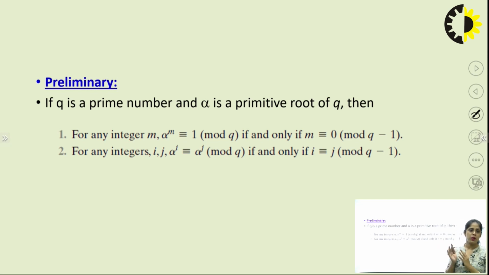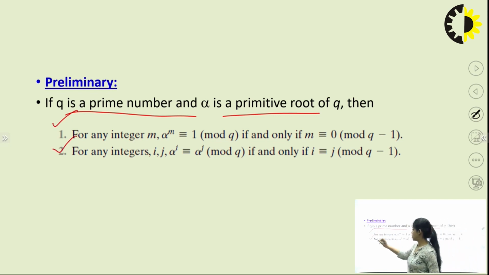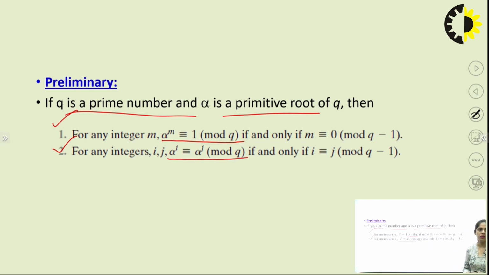This is very important, because whenever we talk about the Elgamal digital signature scheme, Q is the prime number, alpha will be the primitive root of Q, and these two steps will be carried out, where alpha^m is congruent to 1 mod Q and alpha^i equals alpha^j mod Q. These are the two conditions, if and only if. If this is satisfied, then we will go ahead.